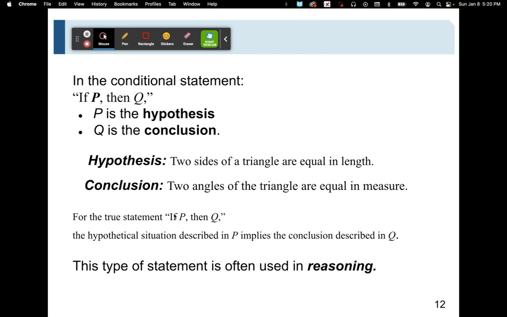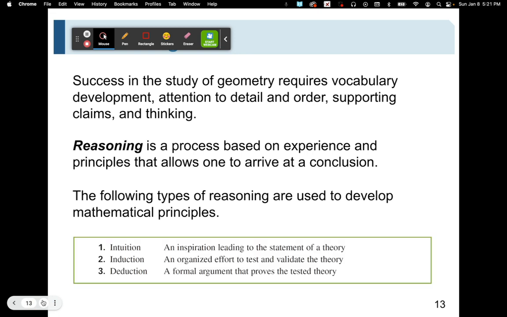So for the statement, if P then Q, the hypothetical situation P implies the conclusion of Q. This type of statement is often used in reasoning, which is what we're going to cover later in this section. So we're going to look at reasoning, kind of reasoning our way through.